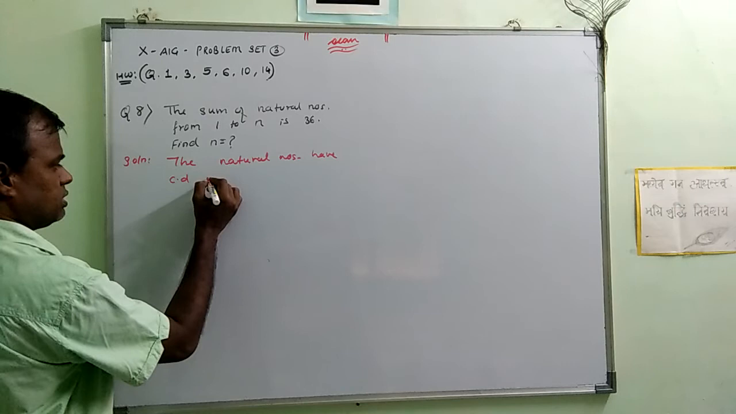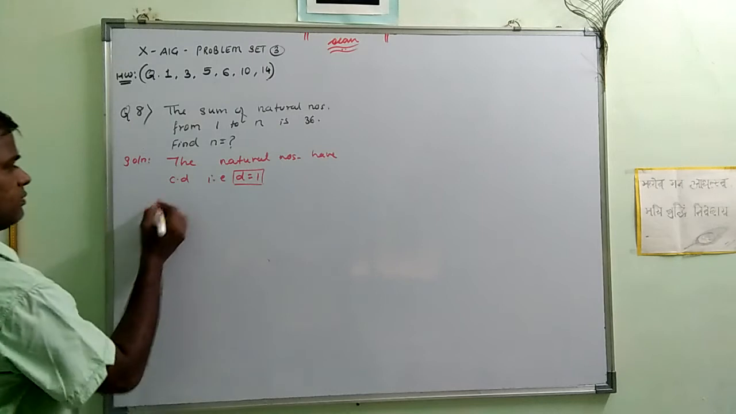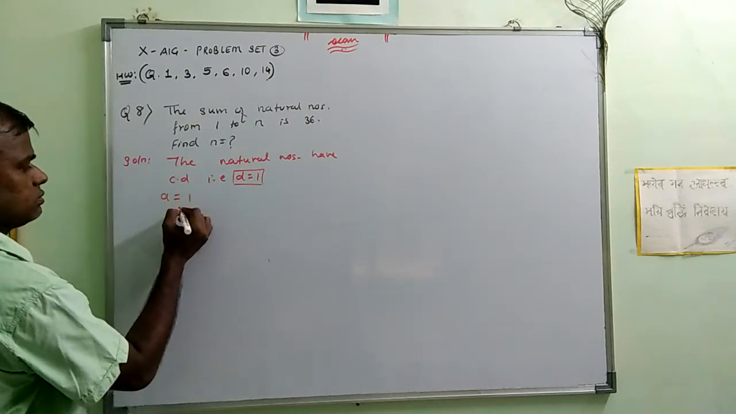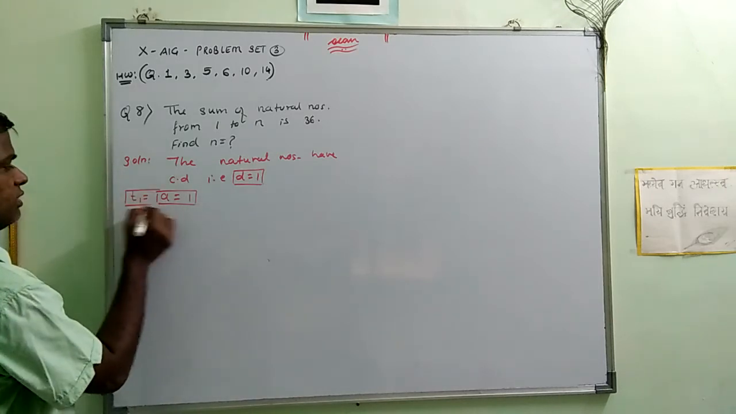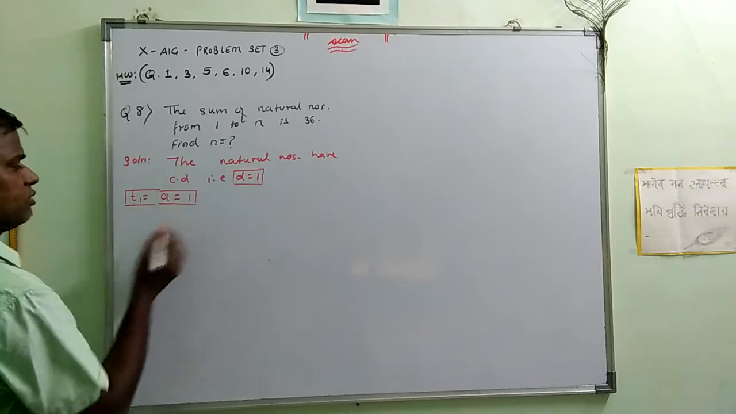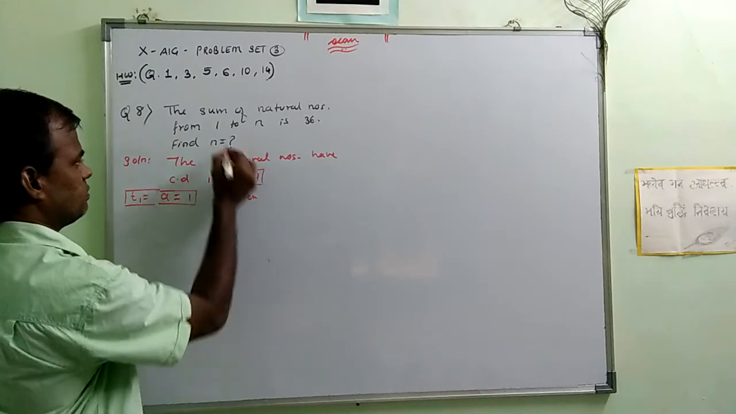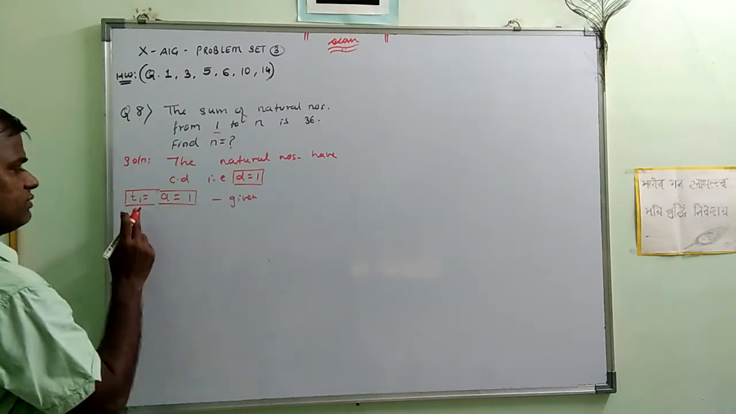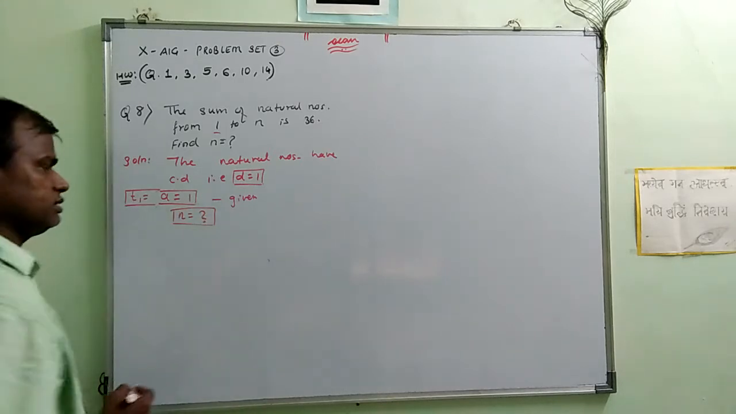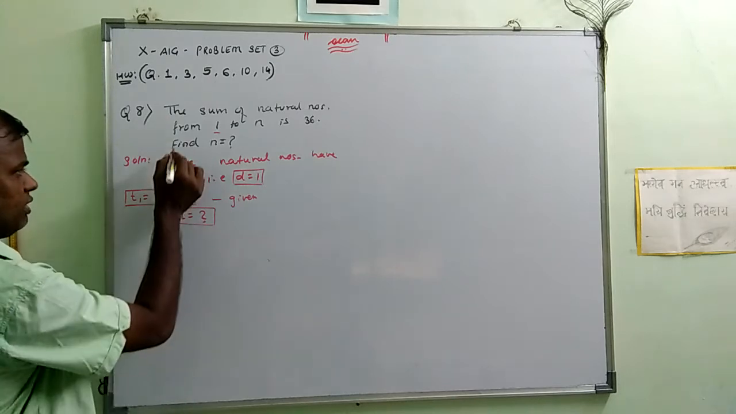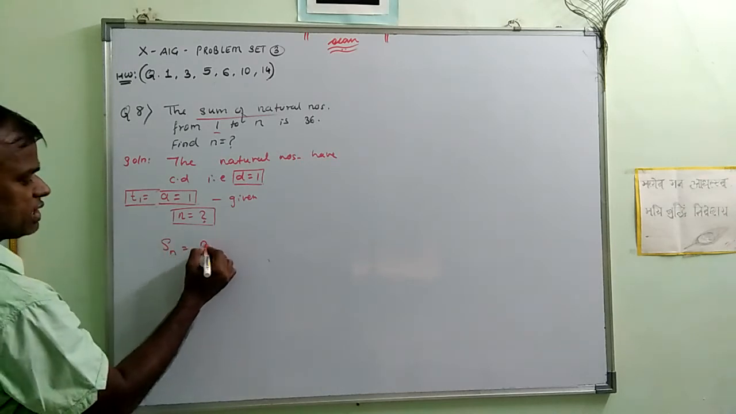Common difference, that is d equals 1. A equals 1. T1 equals A equals 1. It is given. So we have n, how much, we don't know, that we have to find. So for finding this, we will use this formula, sum of natural numbers. So the S of n formula says that n upon 2.